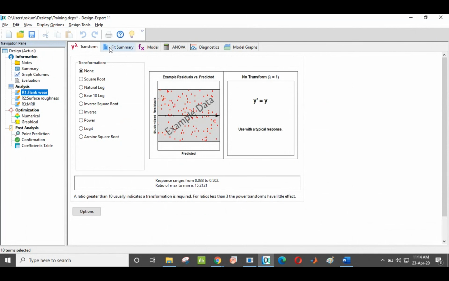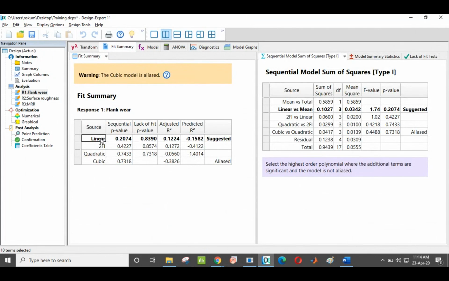Then I am going for the fit summary. Here we can see whether your model is suited to a lower order polynomial or a higher order polynomial. For our given readings, the system itself recommends that we use linear.